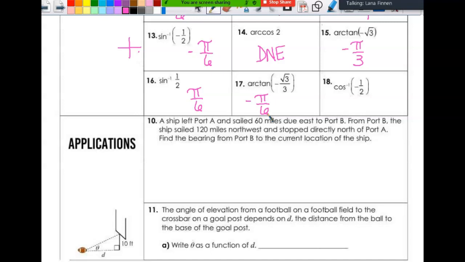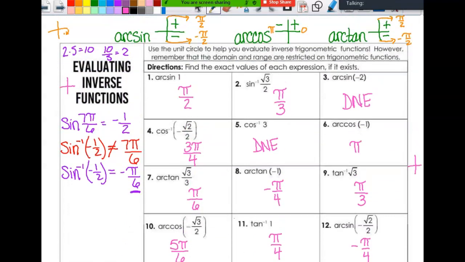Negative pi over 3. Okay, so it's cosine. So you're right, it's a pi thirds angle. But for cosine, do I go to the fourth quadrant? Which quadrant do I go to for cosine? I have to go to the second quadrant, right? So what's my second quadrant pi thirds angle then?